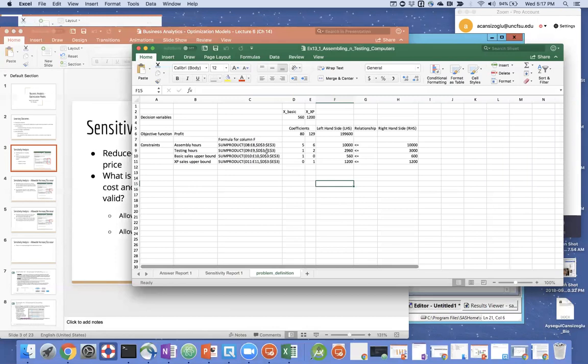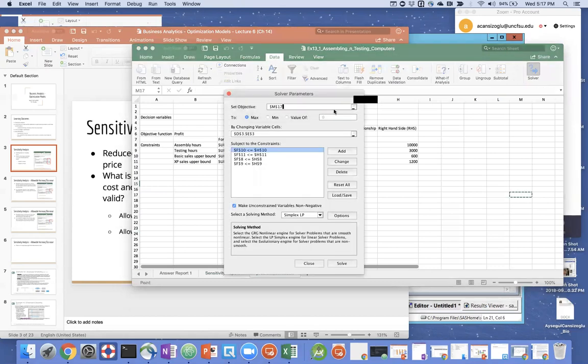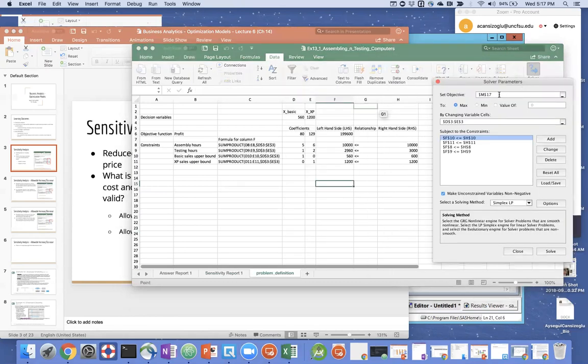And just to remind you, the question was maximizing the profit, and you have a bunch of constraints. The idea was coming up with the right mix of products, which here means how many from X basic and how many from XXB to manufacture. When we have this problem, under data, you have the solver. We define the objective function, the decision variables, and all the constraints, and then we hit the solve button.